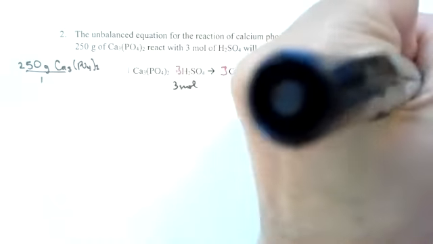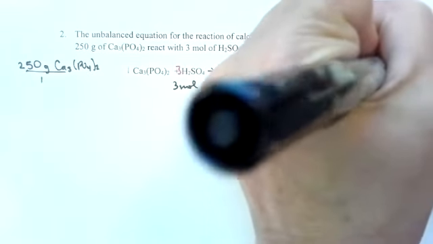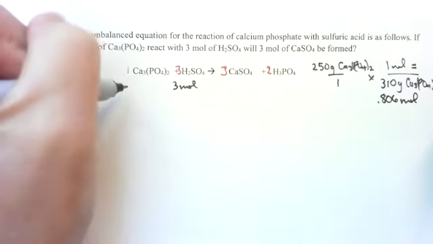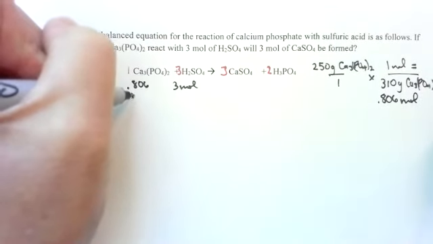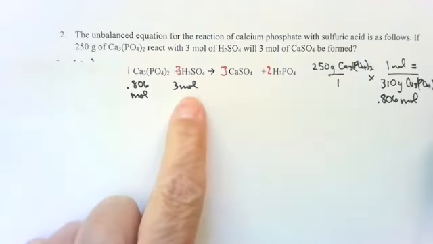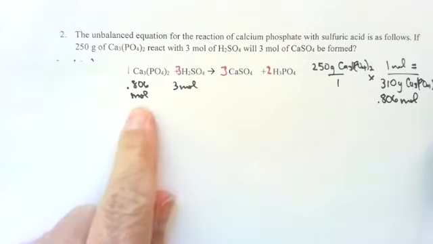in 1 mole. So let me just write this out. When I multiply and divide that, I have that done. I'll grab my calculator. I get 0.806 moles. So over here, let's put 0.806 moles. So I'm starting with 3 moles of this, and I have 0.806 moles of this.